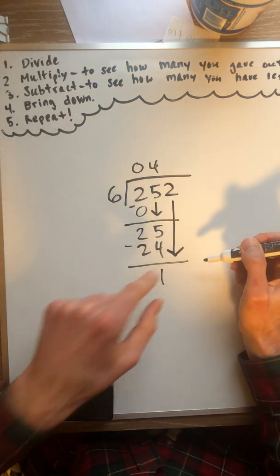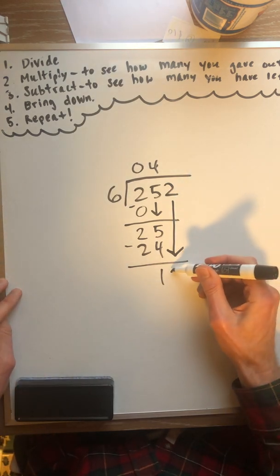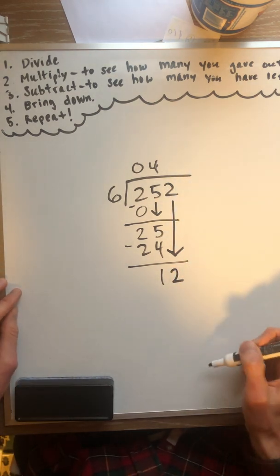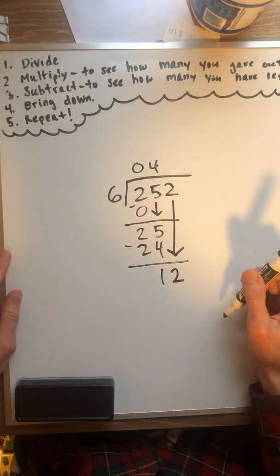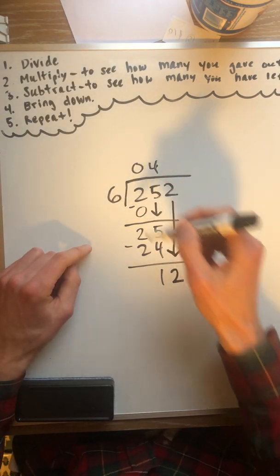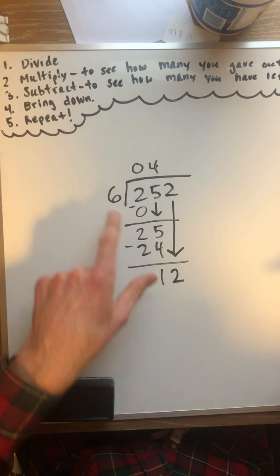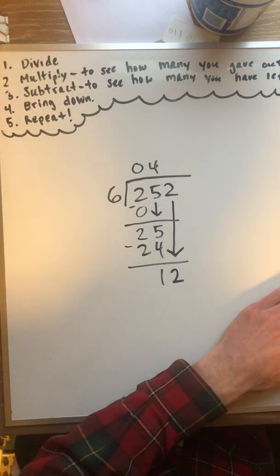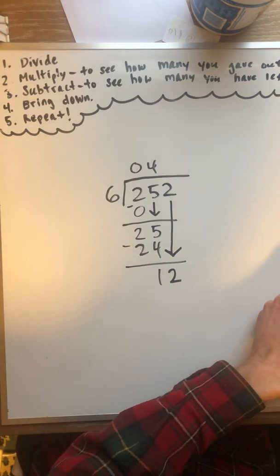Please do the arrows just like I do. Bring it down. Now he has 12 ones. Now we can probably just solve the problem, right? Repeat. 12 divided by 6. Or 6 times what equals 12? Well, hopefully you should know that.